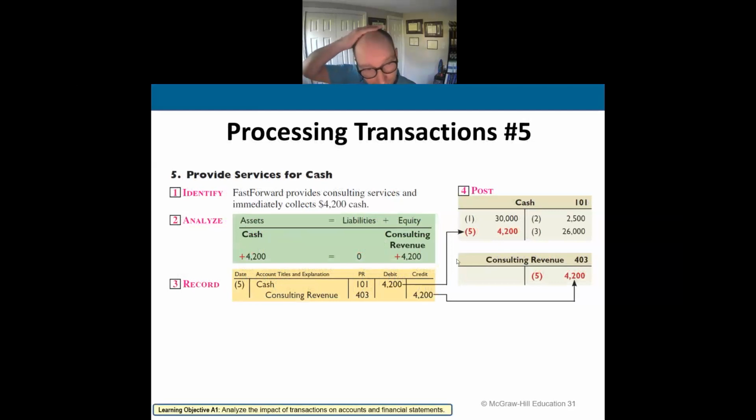Transaction number 5. We're receiving cash from our customer for consulting services that we provide. So we debit cash, increase cash. We credit revenue, sales. In this case, consulting revenue is the name of the account, $42. Debit cash, increase cash. Credit your sales account, your equity account, $42. We see the running total.